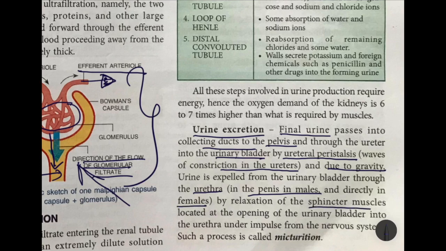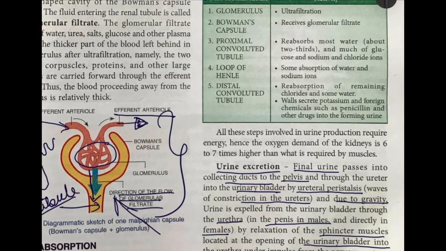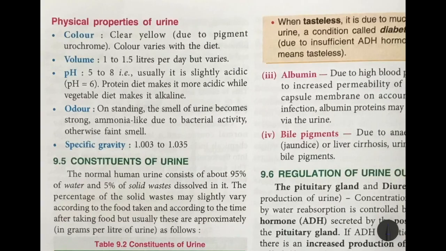And there is a relaxation of the sphincter muscles, which are located at the opening of the urinary bladder into the urethra. This takes place when there is an impulse from the nervous system, that is, when your urinary bladder is full, there is an impulse from the nervous system and you know that you need to go and empty your urinary bladder. At that time the sphincter muscle relaxes and then you urinate, a process known as micturition.